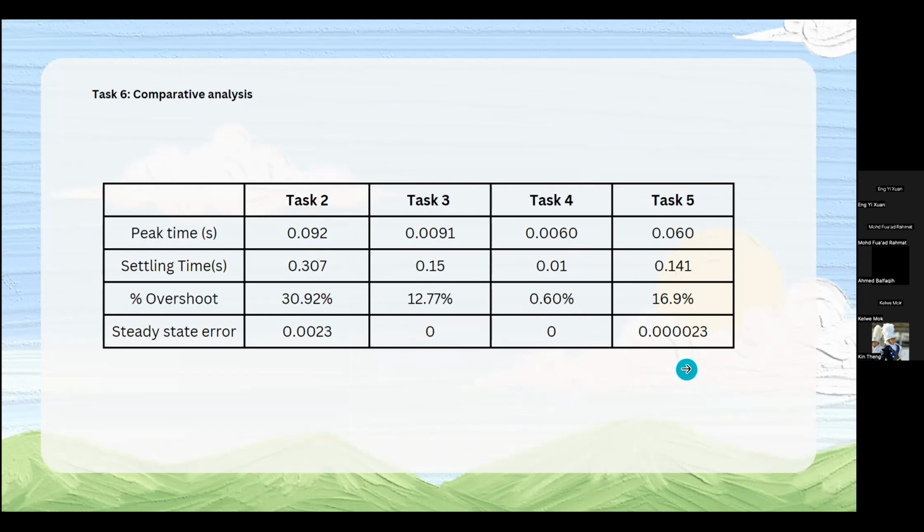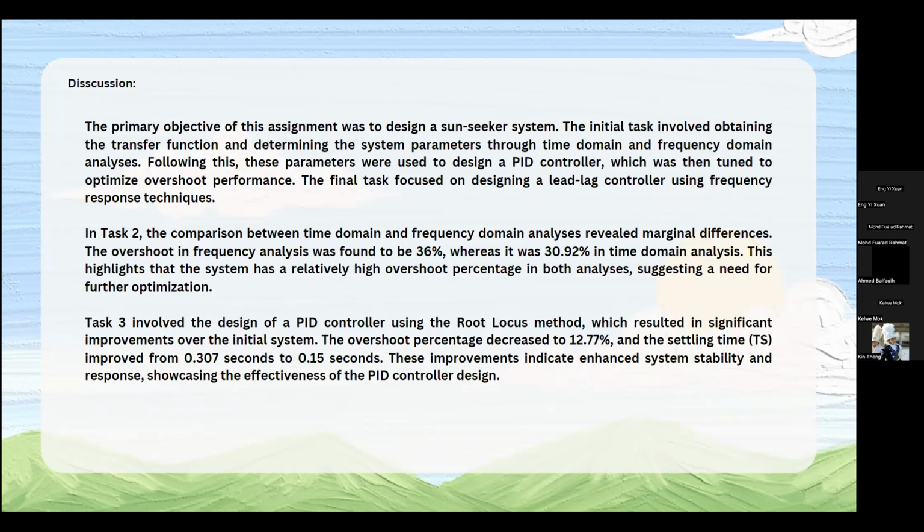From the tasks, we can see a gradual decrease in the values for the peak time, settling time and overshoot, which actually means better systems. For task 5, we have a higher value for overshoot, but overall it's better than task 2. For task 4, we have a lower value of peak time and settling time, which means that the system can achieve stability faster with less fluctuations. Also for the overshoot, it has 0.60, which also means better stability overall. And on the next page, you can see the discussion more thoroughly.